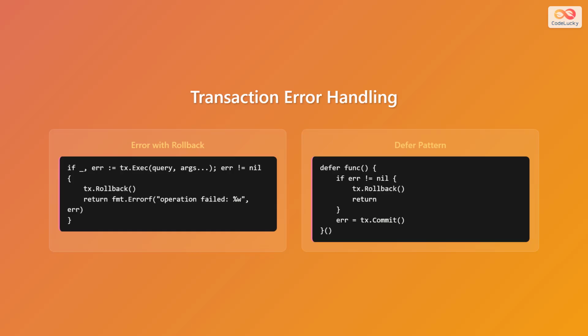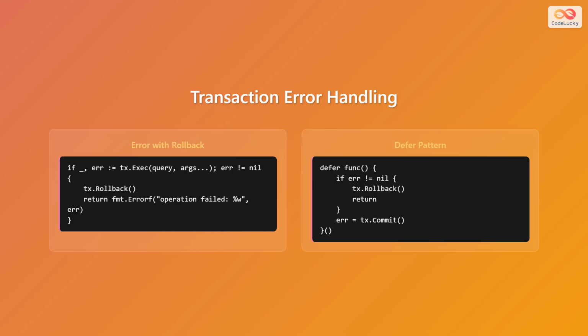For example, if _, err := tx.Exec(query, args...); err != nil { tx.Rollback(); return fmt.Errorf("operation failed: %w", err) }.